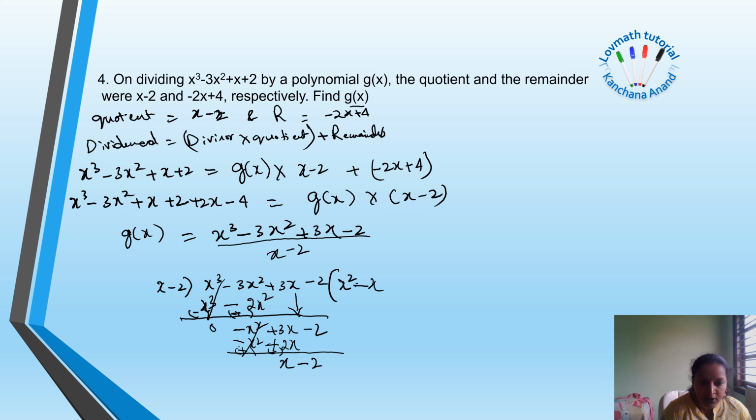Now let us multiply x - 2 by +1. Therefore, we will get 1 into x is x, 1 into -2 is -2. Now let us subtract this. x - 2 and x - 2 cancel directly. So the remainder is 0.